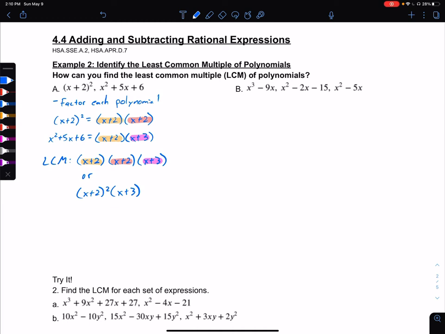So let's take a look at part B. We're going to do the same thing. To find the LCM, we want to factor each polynomial.